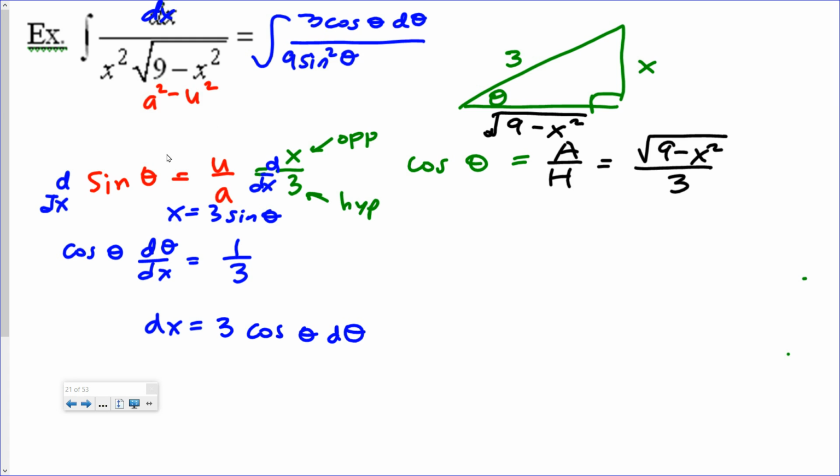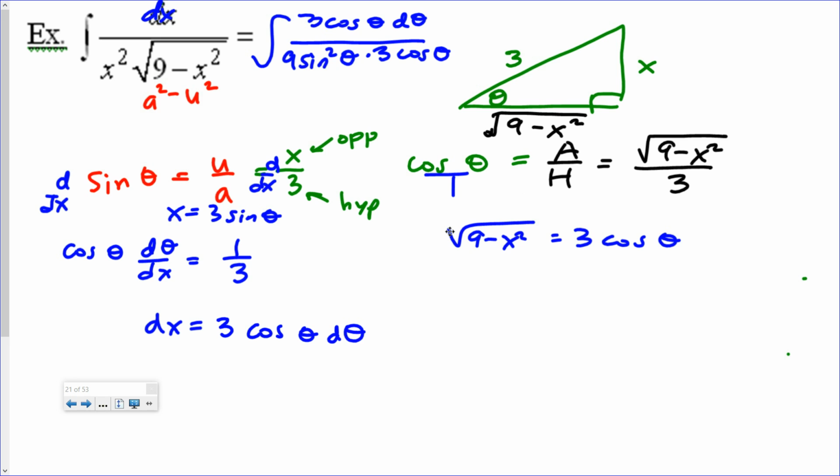And all we're doing is replacing these parts. What's the square root of 9 minus x squared going to be equal to? Look at everything that I have here. The square root of 9 minus x squared is going to be what? Cross multiply. This is really over 1, right? Do you see that that's going to be 3 cosine theta? If I cross multiply, I'll get this is equal to 3 cosine theta.